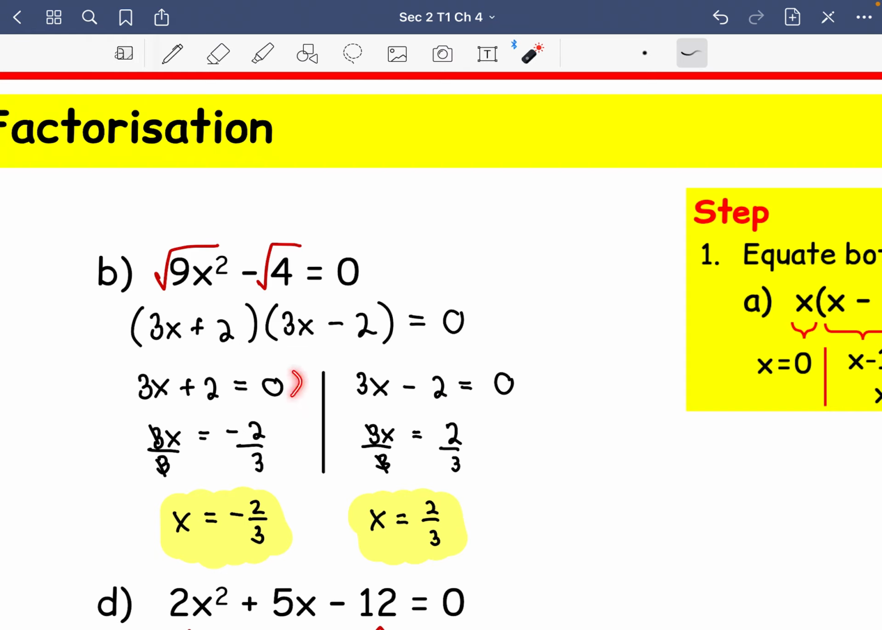So solving for x here, bring down 3x and then transpose 2, you have negative 2, divide by 3, so therefore x is negative 2/3. And then the other one, bring down 3x, transpose 2, this becomes 2, divide by 3, so x here is 2/3. So your answers are 2/3 or negative 2/3. Okay, so those are your answers for letter B.